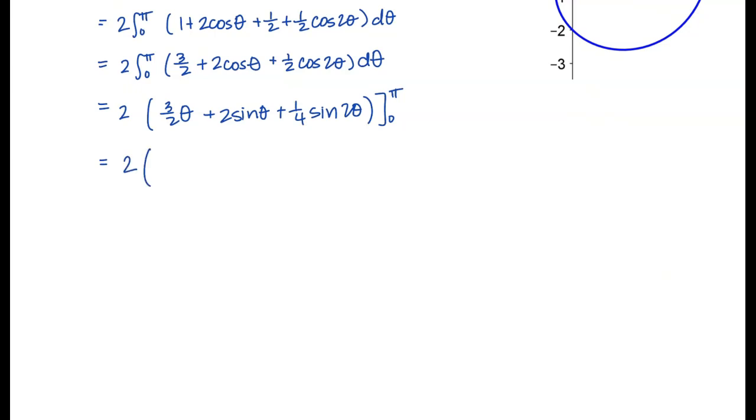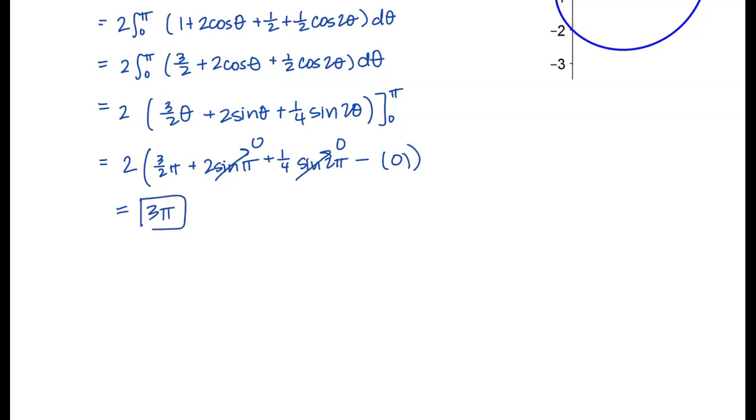So let's go ahead and plug in pi. So we have 3/2 pi plus 2 sine of pi plus 1/4 sine of 2 pi minus, now thankfully if we plug 0 into each of these we are going to get 0. Sine of 0 is 0, so this is just minus 0 there. And in fact, sine of pi and sine of 2 pi, those are also 0. So what we really have left here, so this one is 0, this one is 0, we just have 2 times 3/2 pi, which is 3 pi.